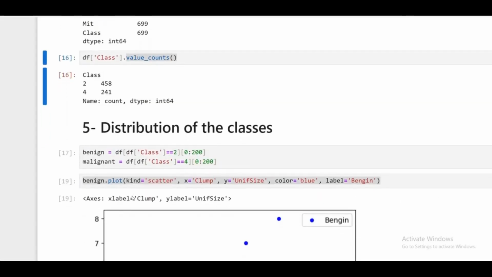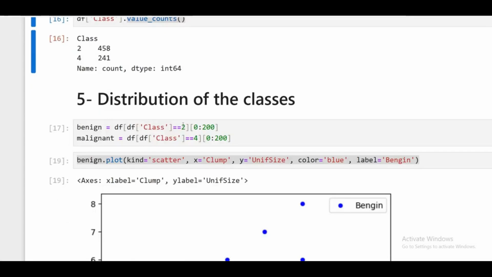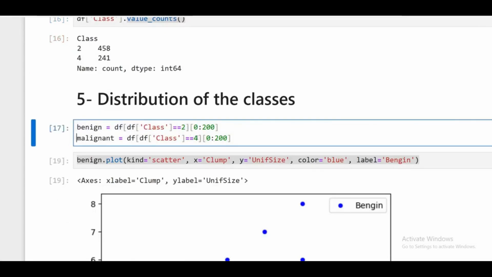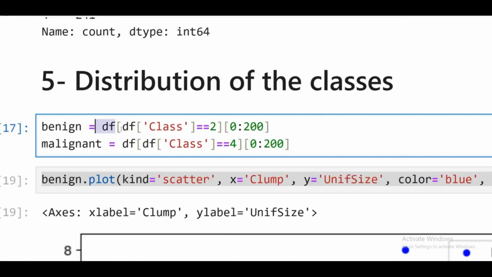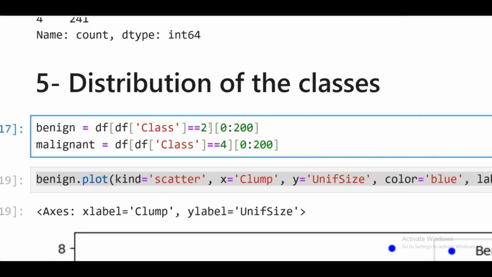The next thing we will talk about is the distribution of the classes. We want to graph these values. As we said before, benign is class 2 and malignant is class 4. This is the name of our data frame and this is the name of the column that we will get from our data frame, and we will select the value 2 and store it in the benign variable, and we will take only 200 rows. That means after we stored all the rows with value 2, we will take only 200 rows. And the same for malignant. We will get from the column class the number 4 and we'll get only 200 rows.